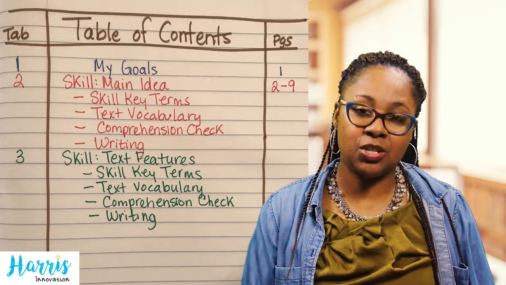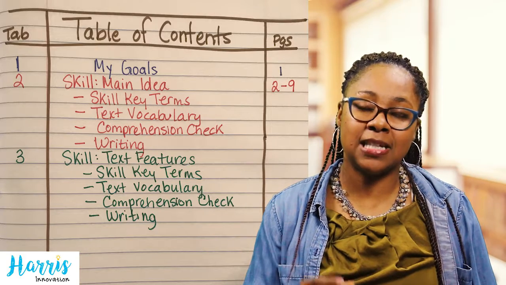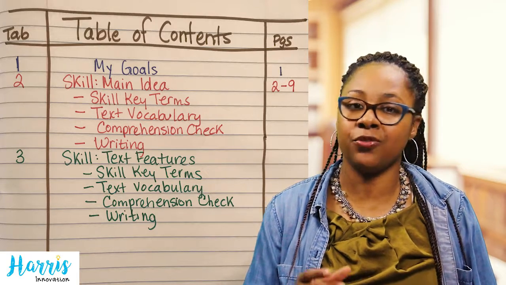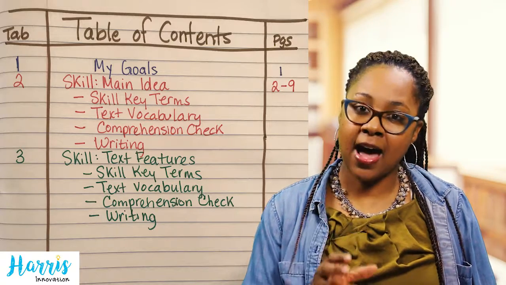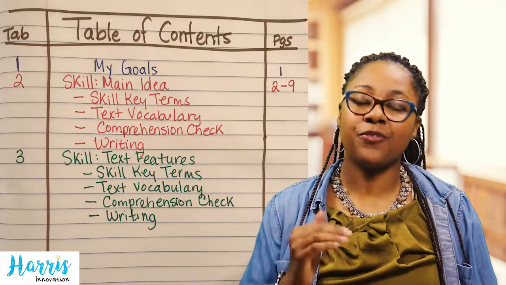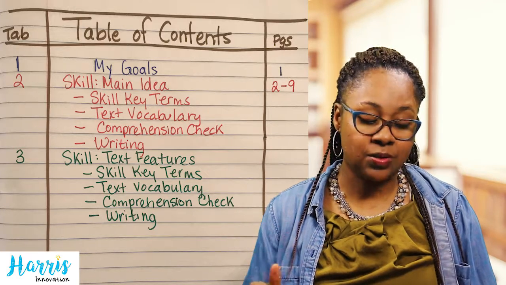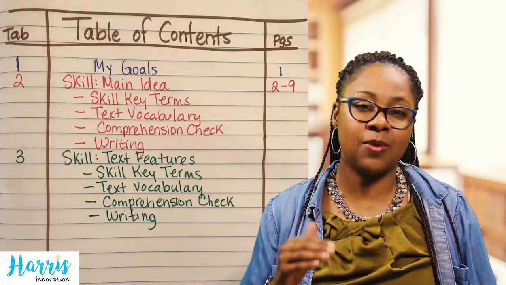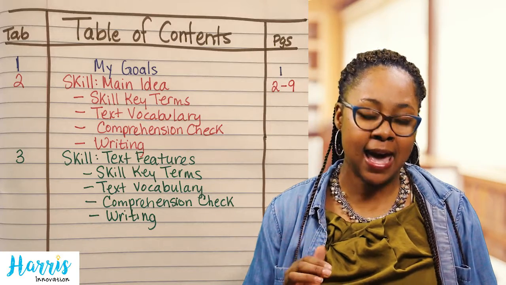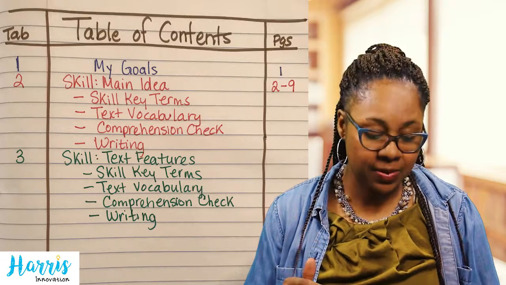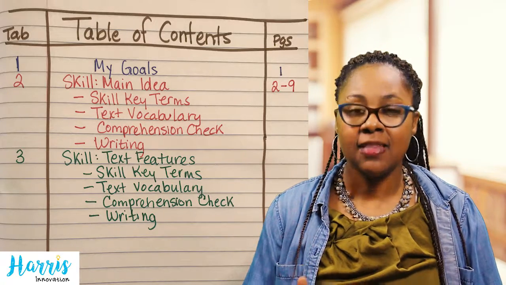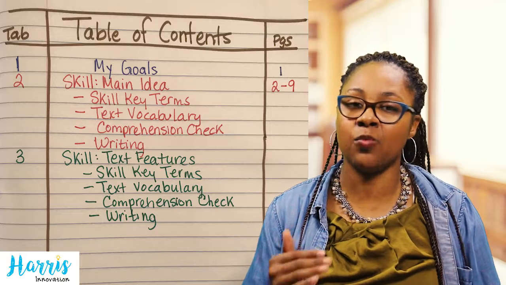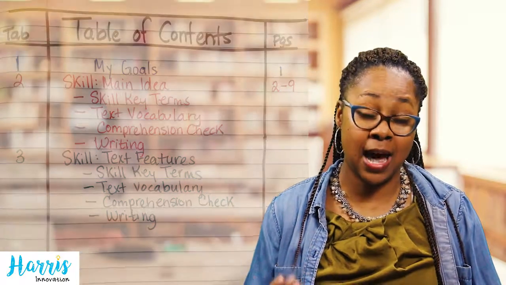So in that section, you have the table of contents, and if you notice, I alternated colors so that it's easier for students to kind of find the sections as needed. So the first tab deals with the student goals, and the second tab, we go into the skills. If you notice, the pattern is the same. So you have main idea, but under the main idea tab, you would have key terms, vocabulary, comprehension, and writing. The same will go for text features, and then it would continue on for the other skills that I would highlight. So now let's look at the first tab, which would be the student goals.